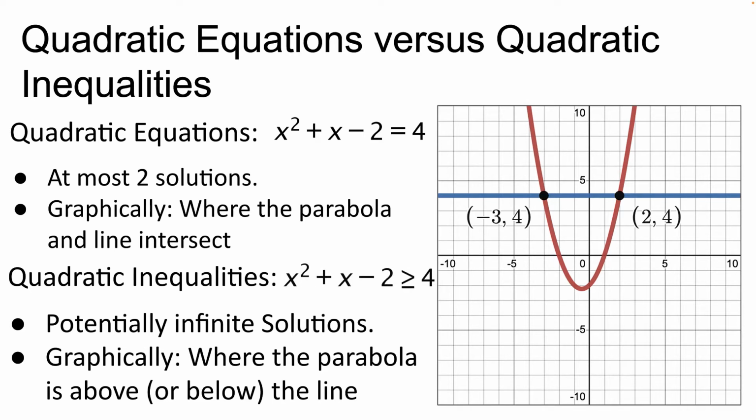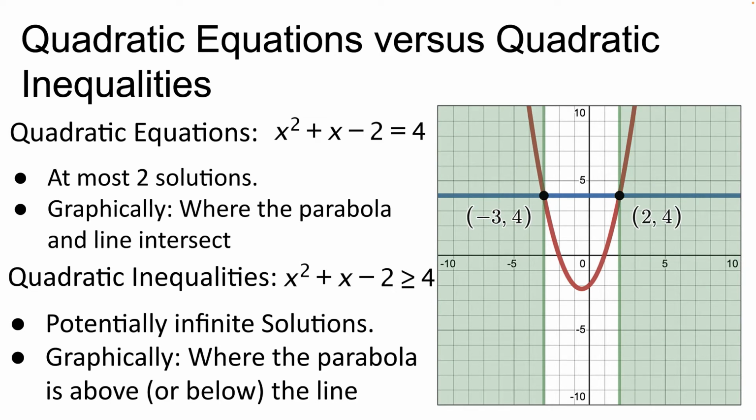So for example, let's take a look at almost the exact same equation, but let's turn it into an inequality. Let's look at x squared plus x minus 2 is greater than or equal to 4. When we looked at the equation, where it was equal to 4 is where the line intersected the parabola. But now we want to know where the parabola is greater than or equal to 4. So essentially we're looking at where the parabola is above the horizontal line. In this case, there are many places where the parabola is above the line.